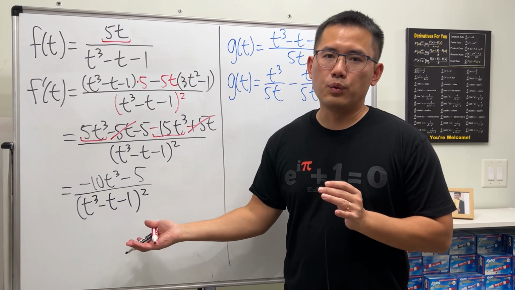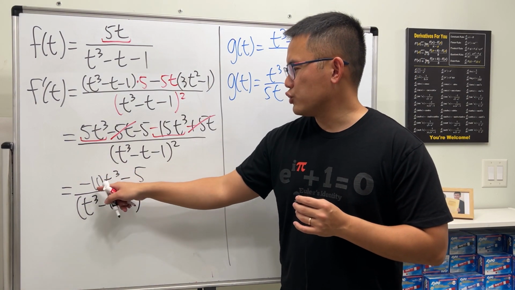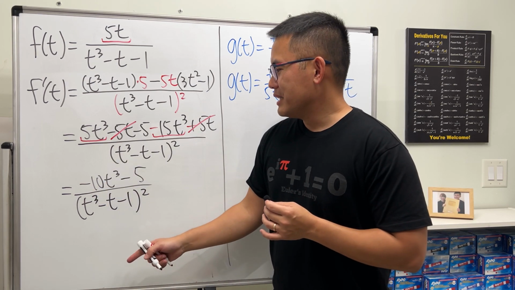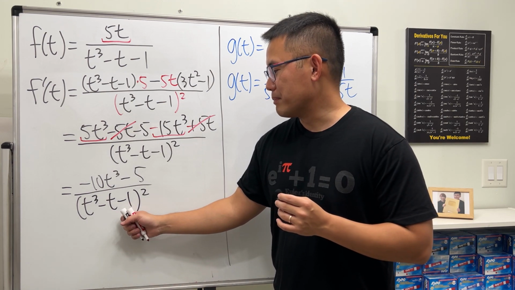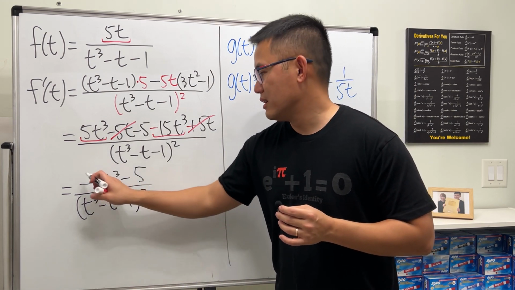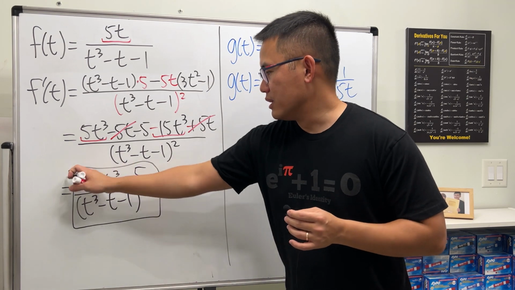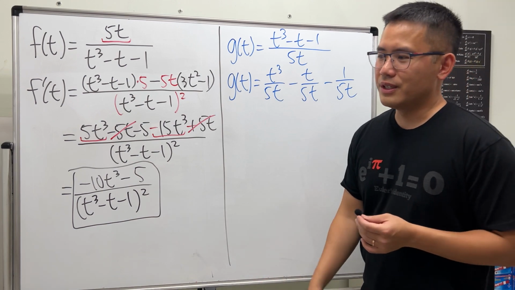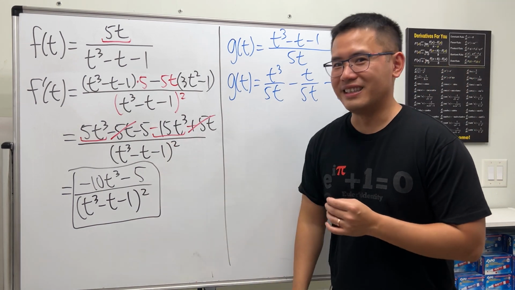Some of you guys might be wondering, should we factor out a negative or factor out negative 5? Not really, because usually you keep the bottom in factored form, but for the top, you want to keep it in expanded form. Because if you factored it, then somebody will ask you, why don't you multiply it out? So you can never please everybody, but this is usually the deal.